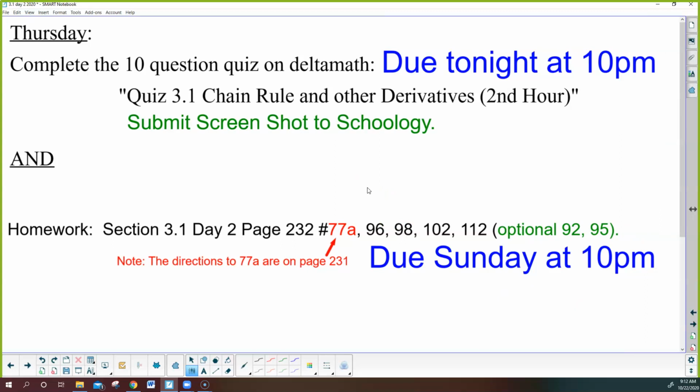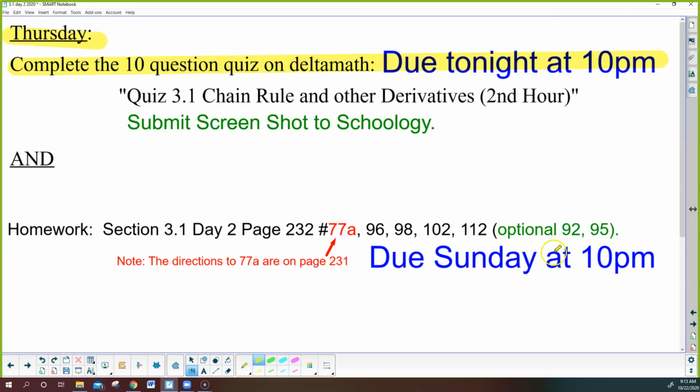One of the things I do want to stress here is this is an AP calculus course, and we don't meet every day, which means you guys don't get daily practice, and that's what we definitely need. So here's what I'm going to do to hopefully help this out. Today, you have a 10-question quiz that's on Delta Math. That is due tonight at 10 o'clock. All right, the quiz is titled 3.1 Chain Rule and Other Derivatives. Submit your screenshot to Schoology. Okay, so that's due tonight.